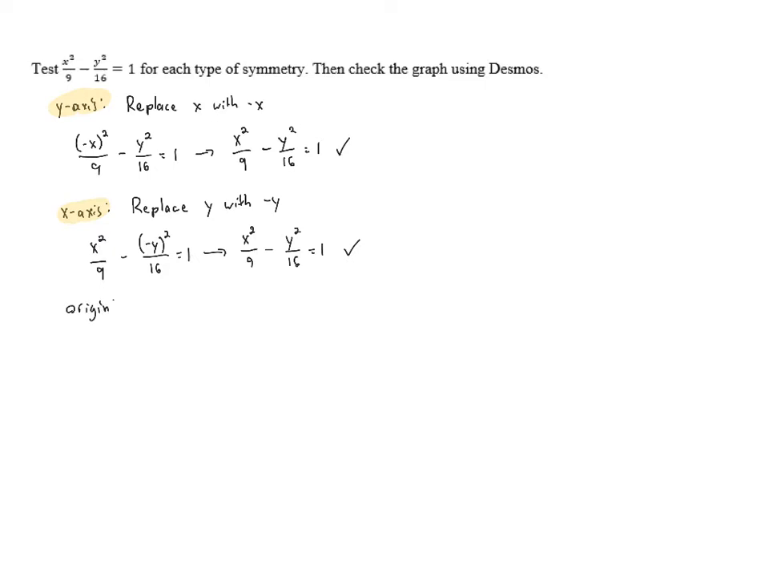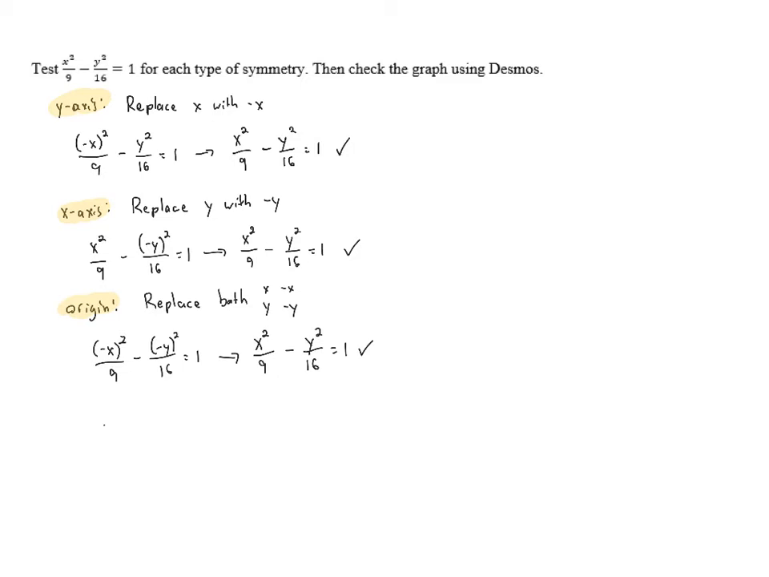Now let's check the origin. And remember, to do that, we need to replace both. Specifically, x gets replaced with the opposite of x, y gets replaced with the opposite of y. So we're going to have negative x squared over 9 minus negative y squared over 16 equals 1. And just like in the last examples, when we have a negative quantity that gets squared, the negatives cancel. So we've got x squared over 9 minus y squared over 16 equals 1. Again, this matches the original equation, so we do have symmetry with respect to the origin.